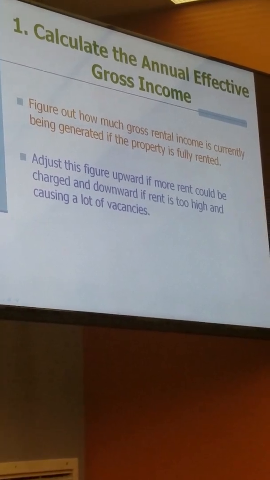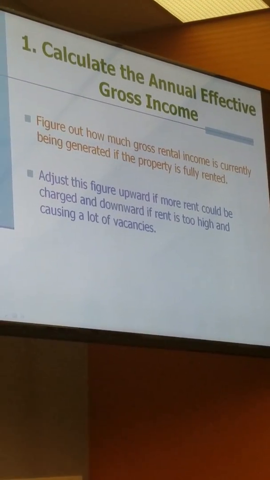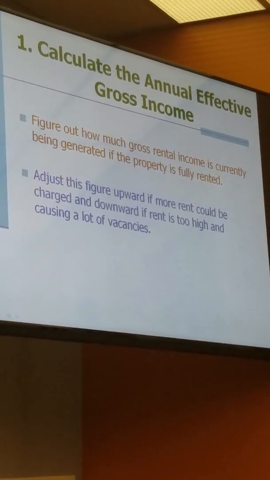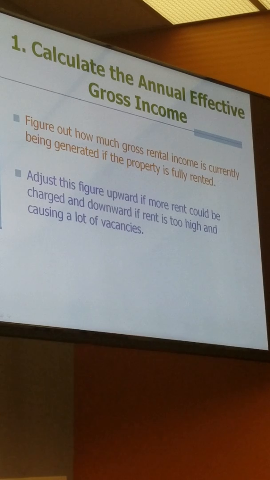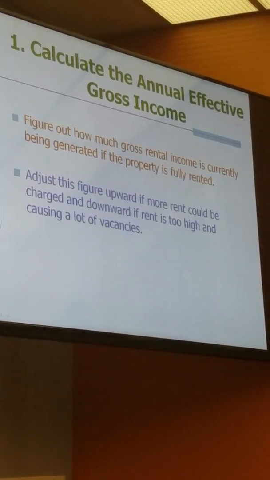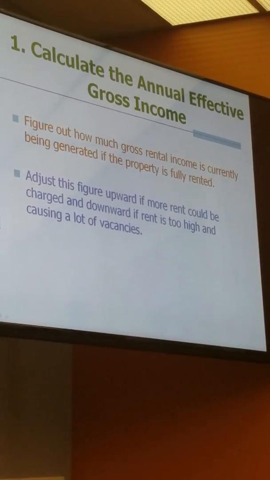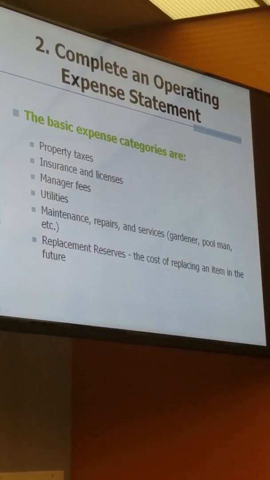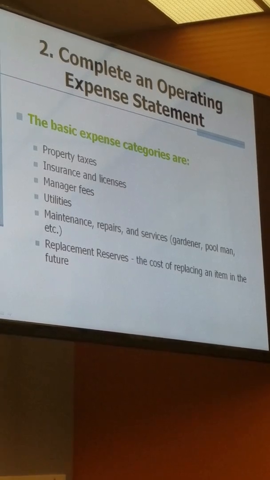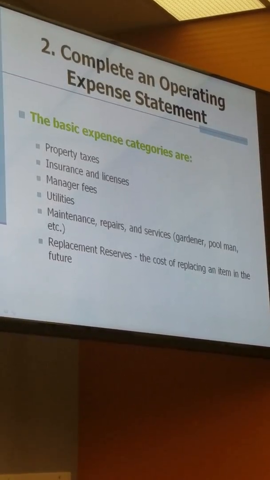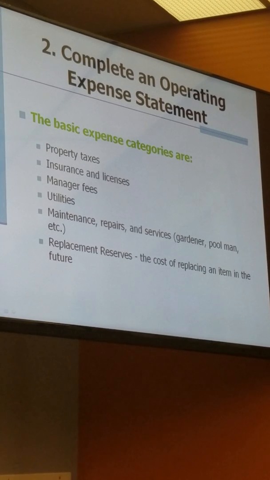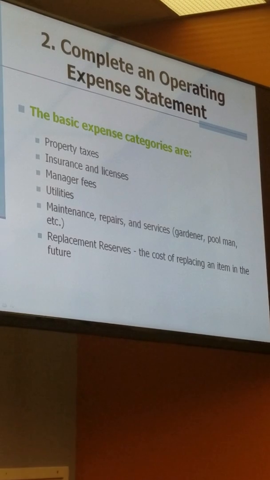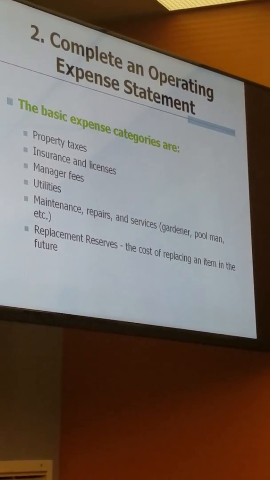So to calculate the annual effective gross income, figure out how much gross rental income is currently being generated if the property is fully rented. Adjust this figure upward if more rent could be charged, and downward if rent is too high and causing a lot of vacancies. To complete an operating expense statement, these are basic expense categories: property taxes, insurance and licenses, manager fees, utilities, maintenance, repairs and services, replacement reserves, the cost of replacing an item in the future.